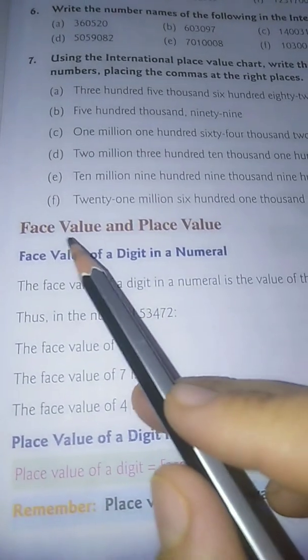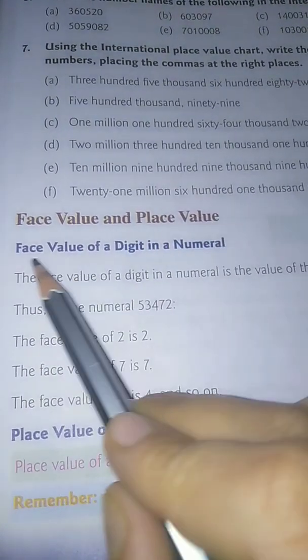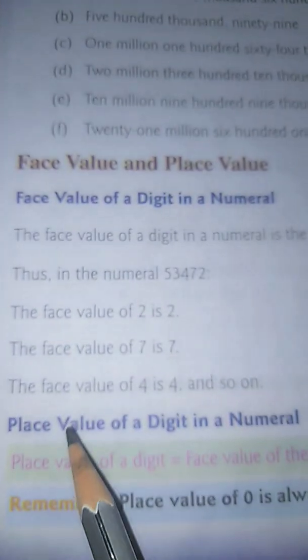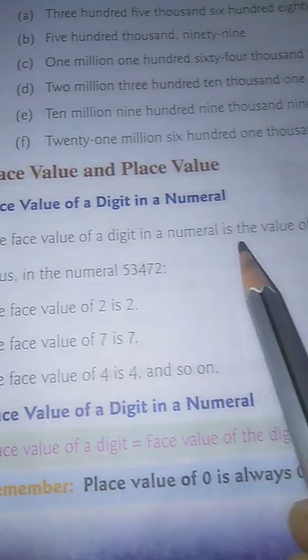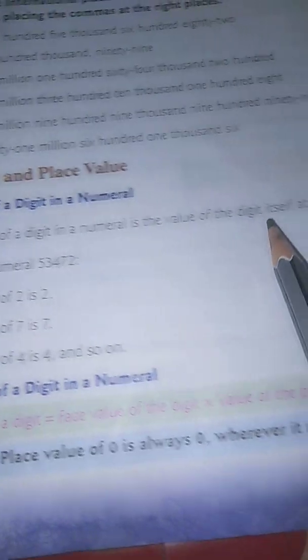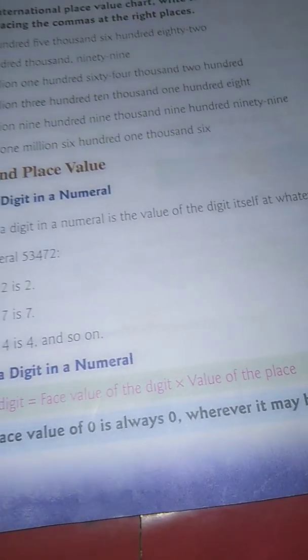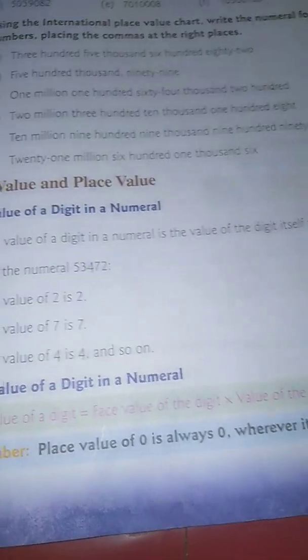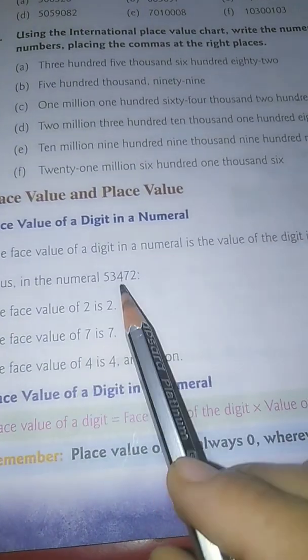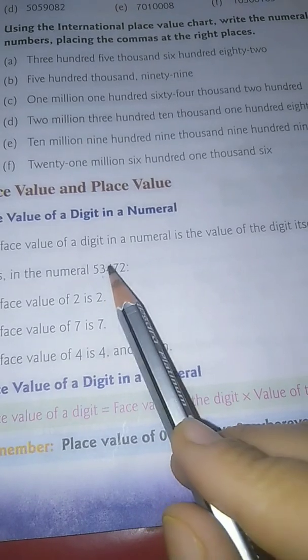Now let us start with the next part of the chapter, that is face value and place value. Face value, what do you mean by face value? The face value of a digit in a numeral is the value of the digit itself, wherever it is. Okay, so face value is the digit itself. Like here, face value of 5 is 5, face value of 3 is 3, face value of 4 is 4, and like this.